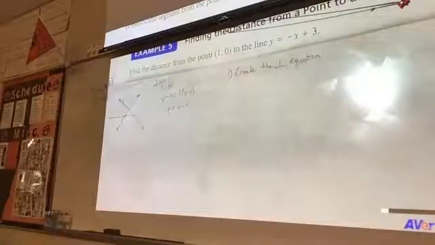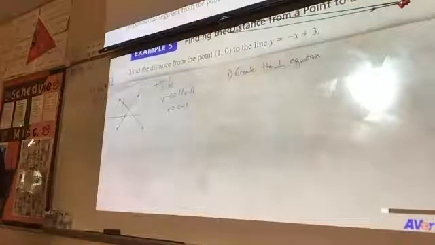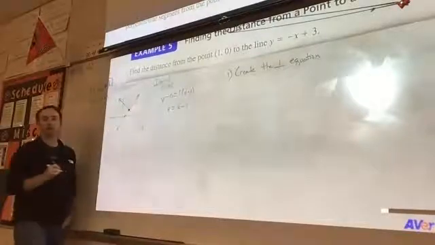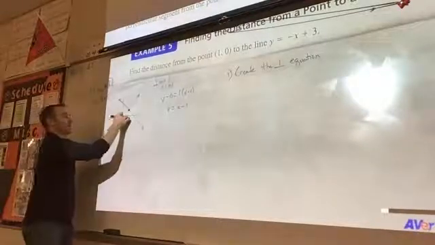Okay, but they're not just asking for the equation, right? We want the distance from the point to that line. What else do I need before I can find the distance? Another point. What is that point going to be here, Troy? Yeah, the spot where they intersect. So I need to find this point where they intersect, right?